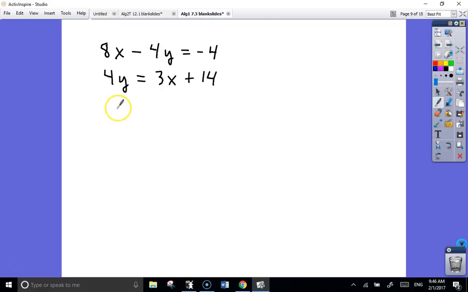Now, it probably would help if I rewrite this first equation. So 8x minus 4y equals negative 4. Okay, then this is going to be negative 3x plus 4y equals 14. So if they're not in standard form, do it.